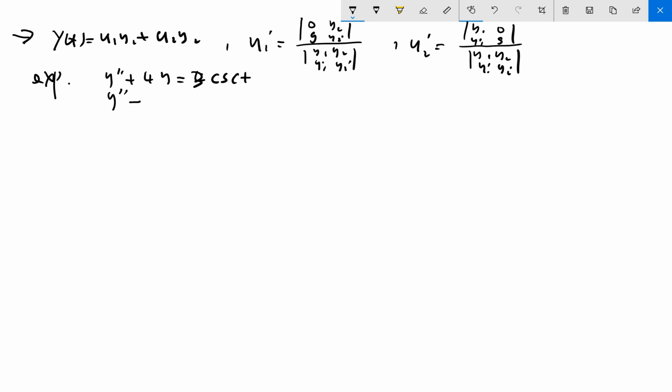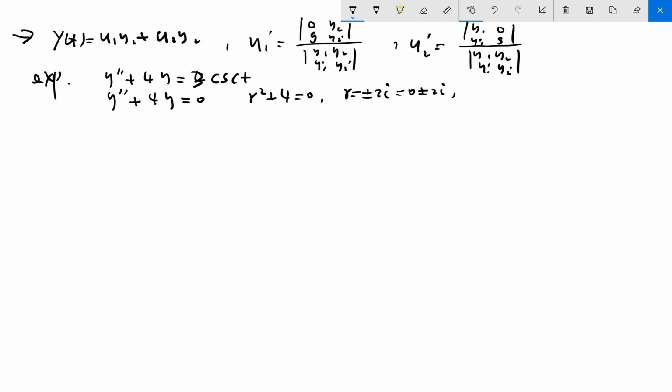So let's find its corresponding homogeneous equation like this. Write down its characteristic equation. So your r here is plus minus 2i. That can be written like 0 plus minus 2i.